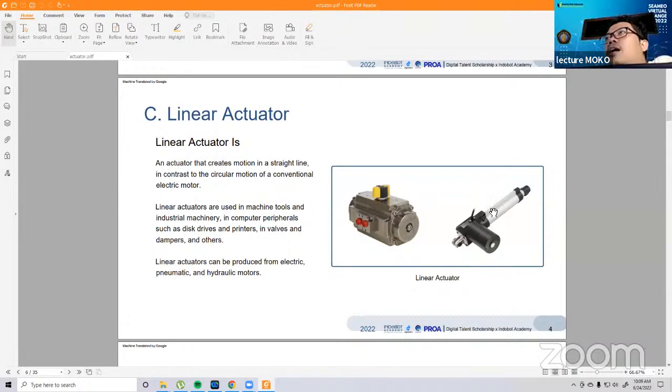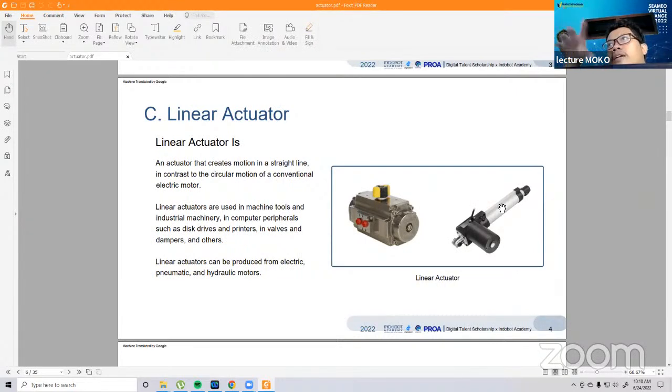We can use this actuator to push some types of things. For example, if we want to push the beam or the bar or any type of things in industry, we can use a linear actuator.